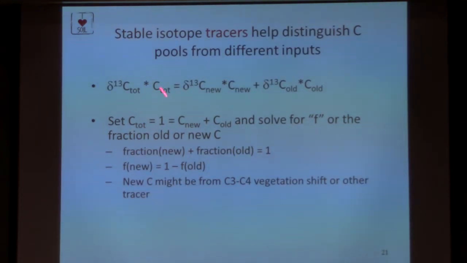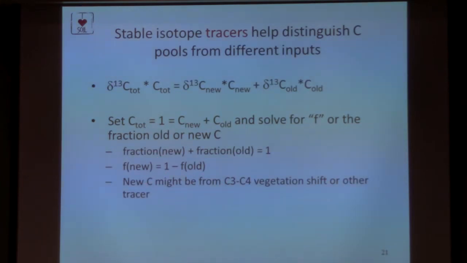So we have this mixture. The total amount of C13 times the concentration is equal to some combination of new stuff and old stuff, right? And there are too many unknowns here. So the trick is we set this total concentration to 1, and we just assume that there are these two parts. Then we solve for F, where the fraction new is equal to 1 minus the fraction old.